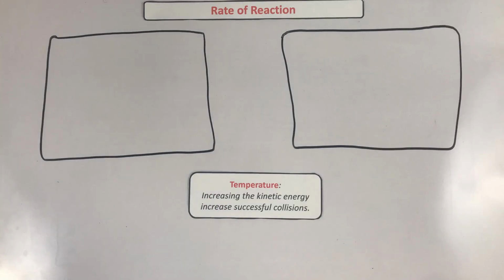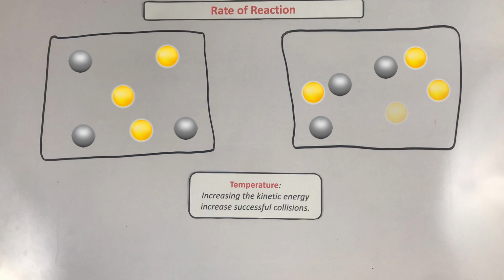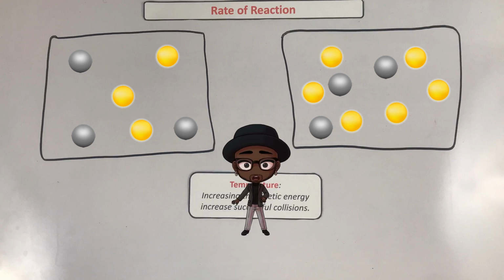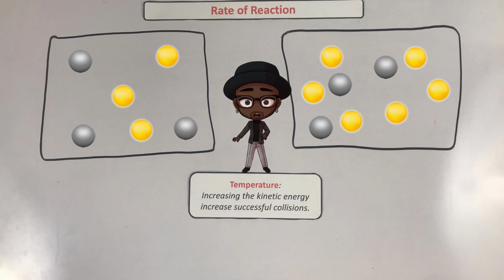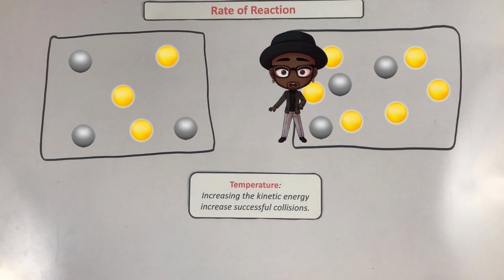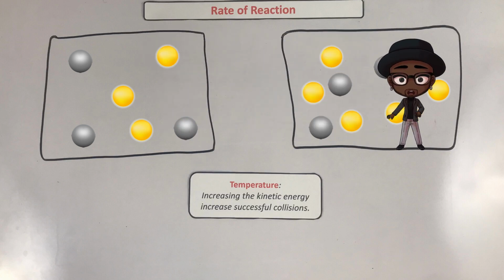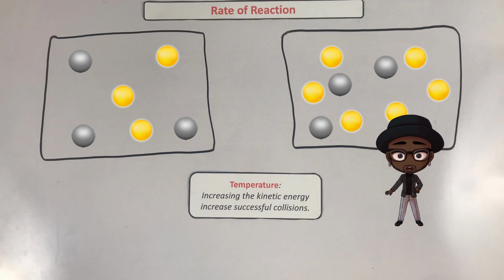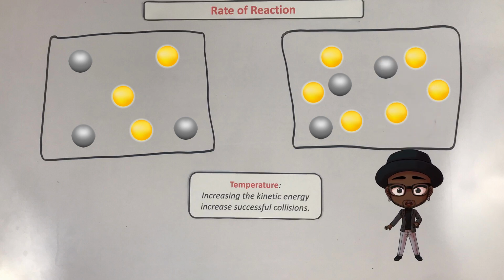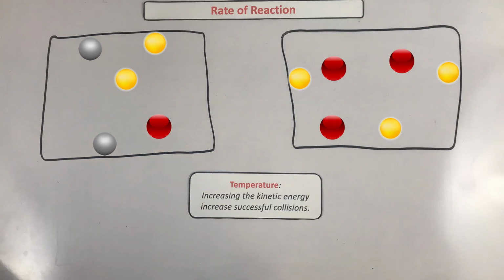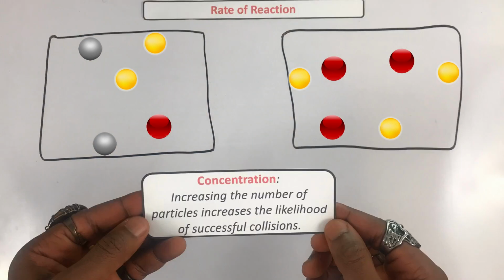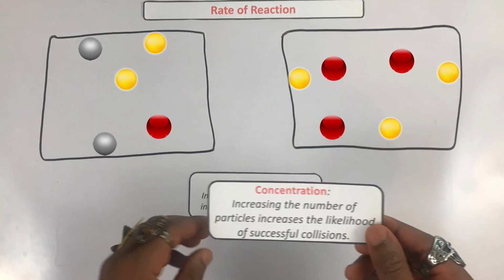Concentration's a little bit different, and you should be careful how you speak about this. All we are doing with concentration is increasing the number of particles of one of our reactants. We have not changed anything else. That means that the temperature is the same and the particles do not have more kinetic energy. The only reason concentration increases the rate of reaction is that there are more particles of one of your reactants. Therefore, they are more likely to collide with each other and lead to successful collisions.